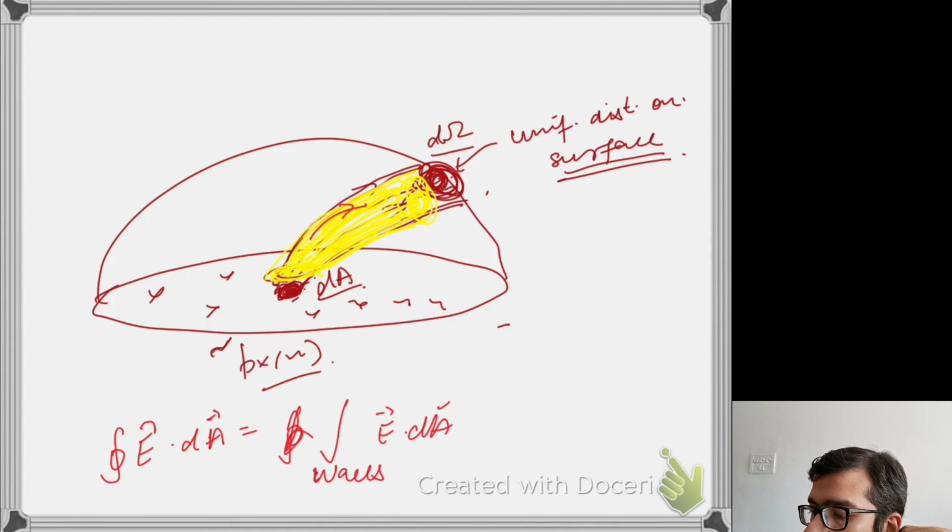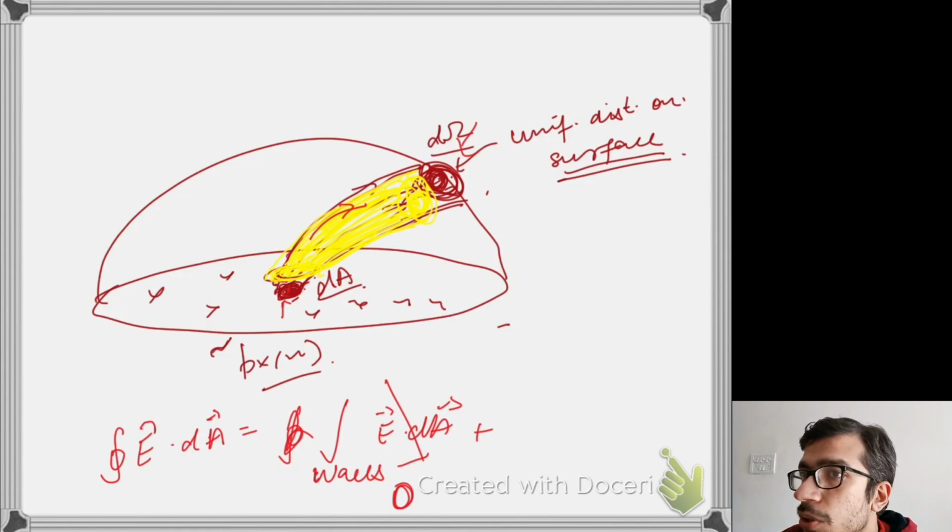And that is just zero because along the walls the electric field is perpendicular to the direction of dA. So this contribution is going to be zero. Now I'm going to get some contribution here and some contribution from here. At this region dA, the electric field just above the surface, if you remember from electrostatics, just above the charged surface the electric field is going to be sigma over epsilon naught, where sigma is the charge density.